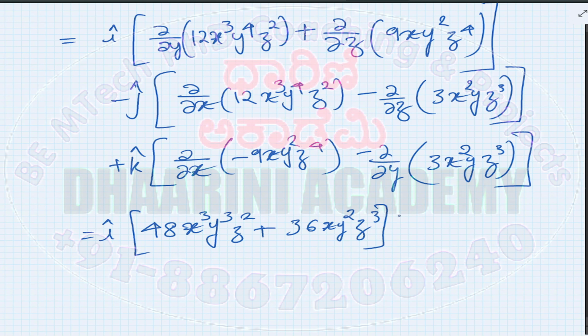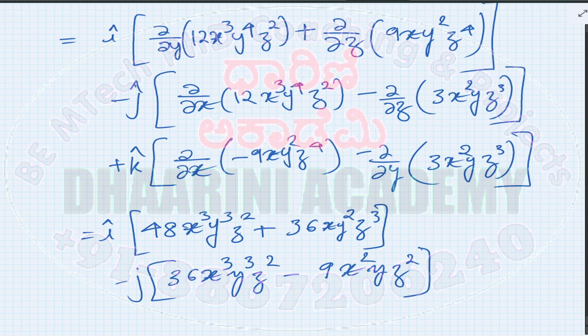Okay, then let's apply minus j into, differentiation happens with respect to x first. So this is 36 x square y to the 4 z square. Then differentiation happens with respect to z. So that is 3 into 3, that is 9 into x square into y z square.